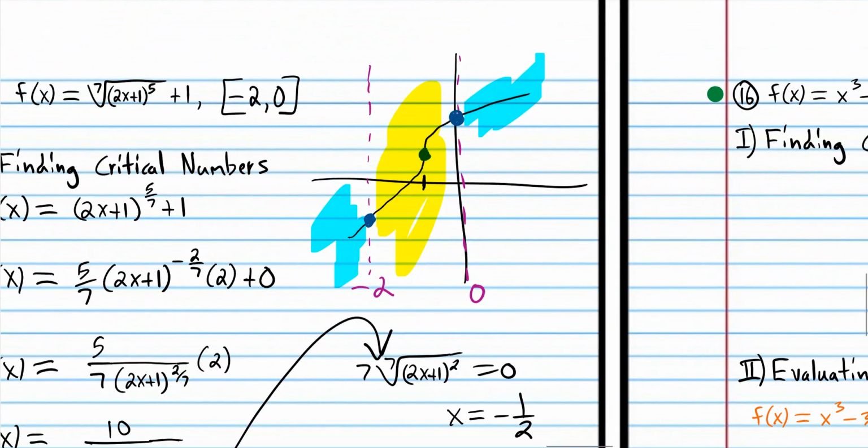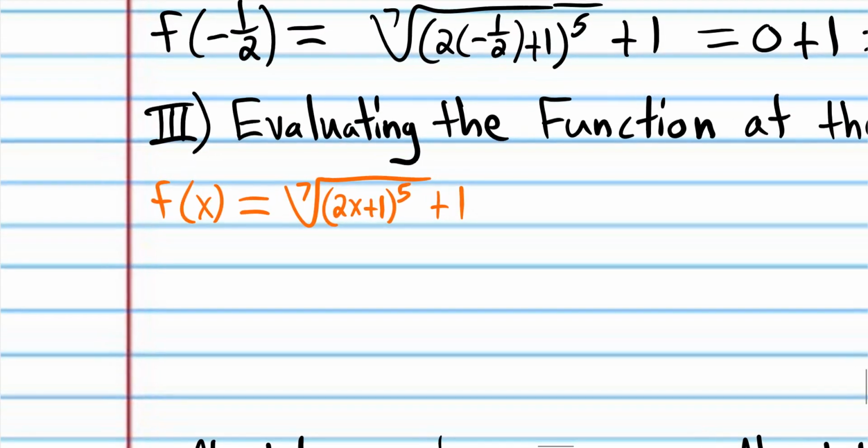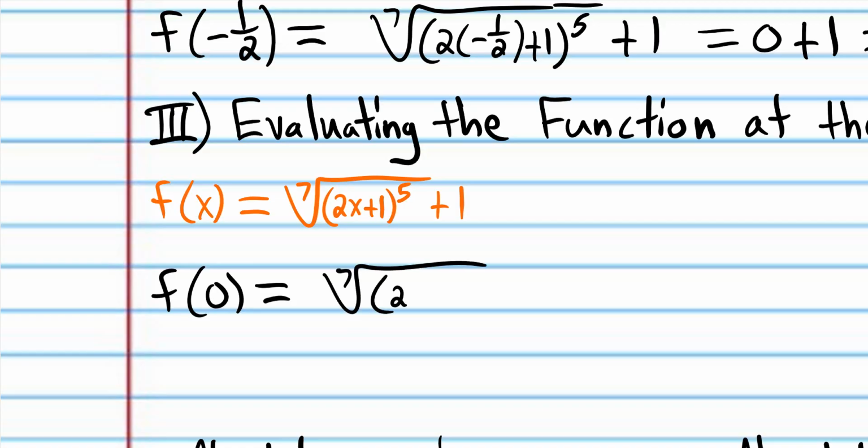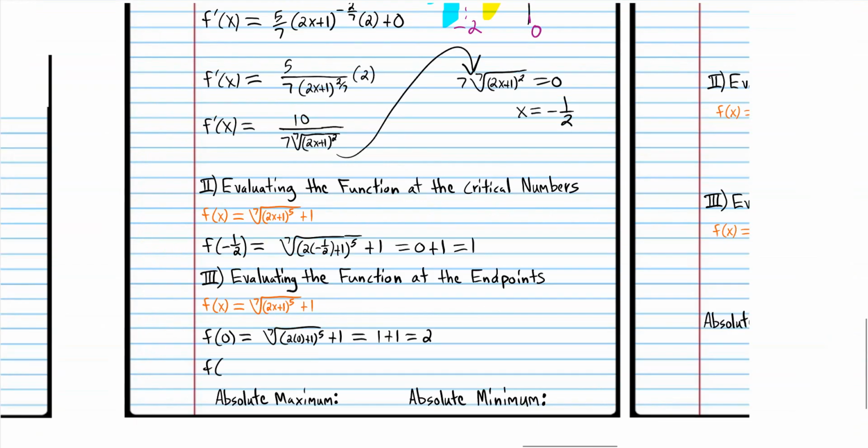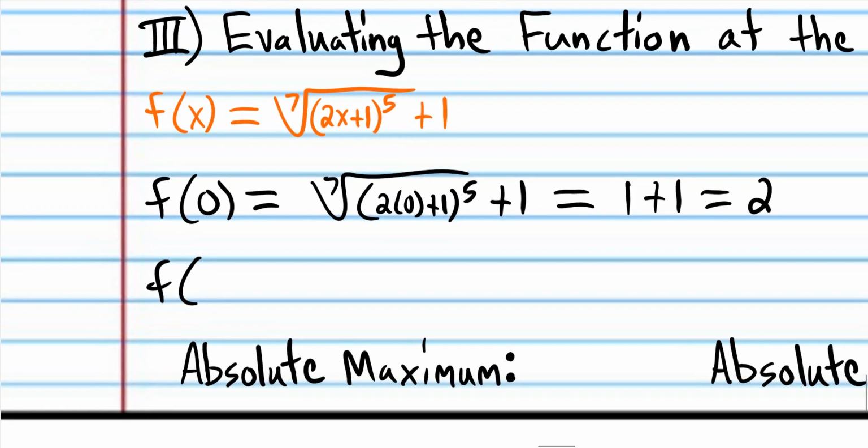So now we're going to check the y values of the endpoints. So we're going to plug in the x values of the endpoints. So -2 and 0. And we end up with 2. 1 plus 1 is 2. And you can do that on your calculator if you want to. We're also going to plug in -2. It's probably going to be best for us to do this one with our calculator.